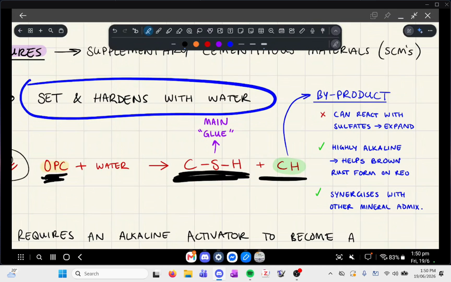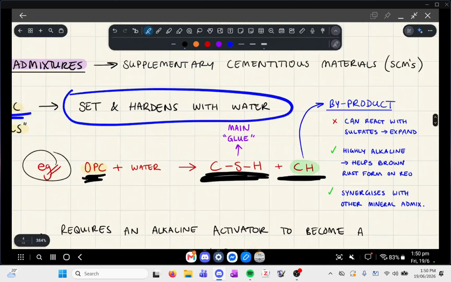We want this product. However, it also produces CH, the C standing for carbonate, I think, and then H standing for hydroxide, okay? So this is essentially a byproduct, and essentially it can be a problem because it reacts with the sulfates and expands.